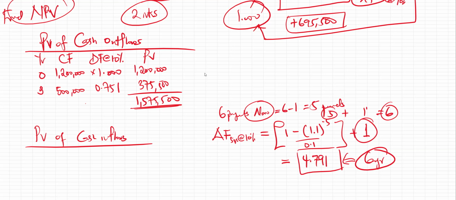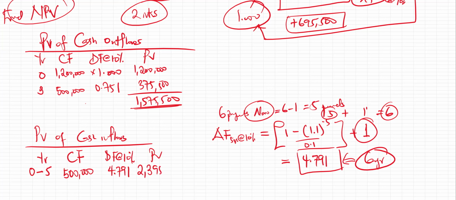Does it make sense? So now I have my year, my cash flow, my discount factor at 10%, and my PV. It's from year 0 through to year 5. The cash flows were 500,000 every year, wasn't it? And the annuity factor is 4.791. So if I multiply 500,000 by 4.791, I end up with 2,395,500, which was the PV here.